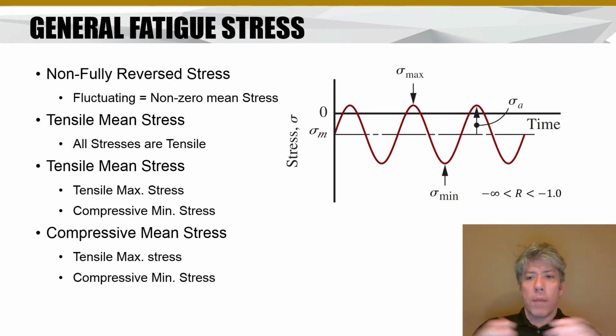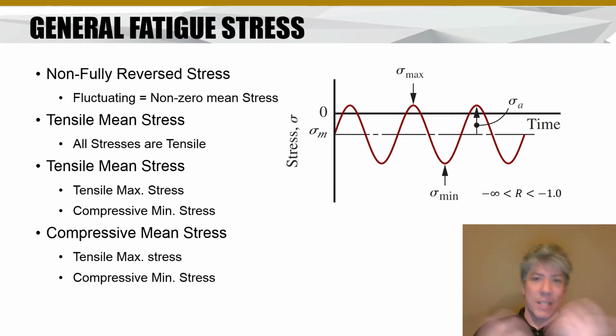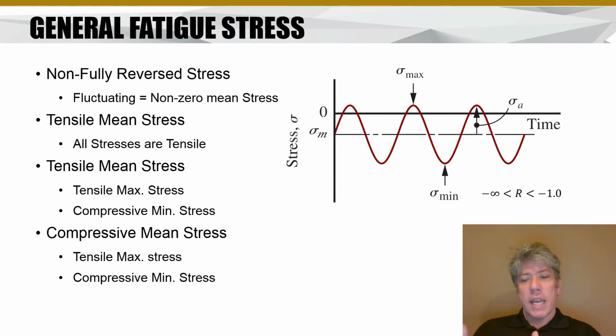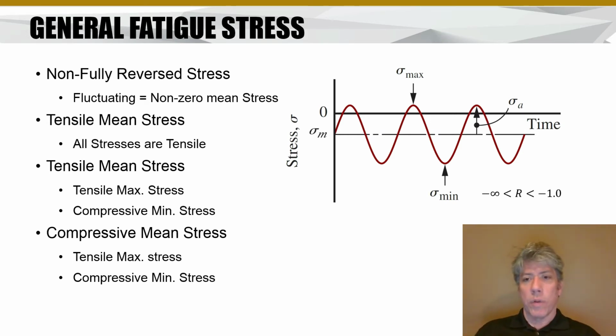The ratio's limits here are between negative infinity and negative 1. And the reason it's negative infinity, if you think about the limit, is that if that curve moves down so that sigma max goes to the 0 line or very near it, well then sigma min, which is a negative thing, divided by 0 roughly, is going to approach negative infinity. So that's that left-hand limit. The right-hand limit is just a zero mean stress, which we've already addressed. So this is a compressive mean stress where the maximum stress is tensile and the minimum stress is compressive, but the average is a compressive stress.